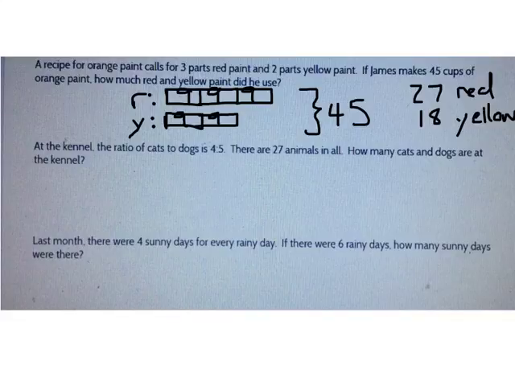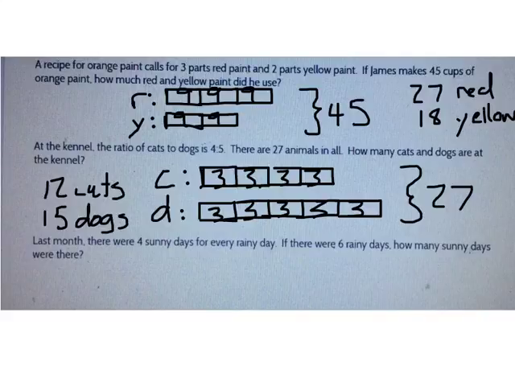At the kennel, the ratio of cats to dogs is 4 to 5. There are 27 animals in all. How many cats and dogs are at the kennel? Go ahead and solve that problem now. There are 12 cats and 15 dogs.